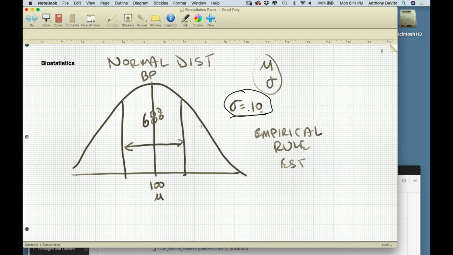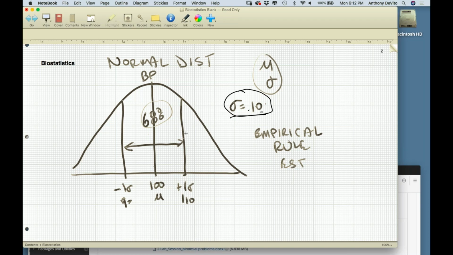Okay, so what would that be in this case? What would those two values be? That's one standard deviation below the mean to one standard deviation above the mean, right? Well, the standard deviation is equal to 10. The mean is 100, so we're talking about 90 here, and 110 here. So 68% of that population is between 90 and 110.